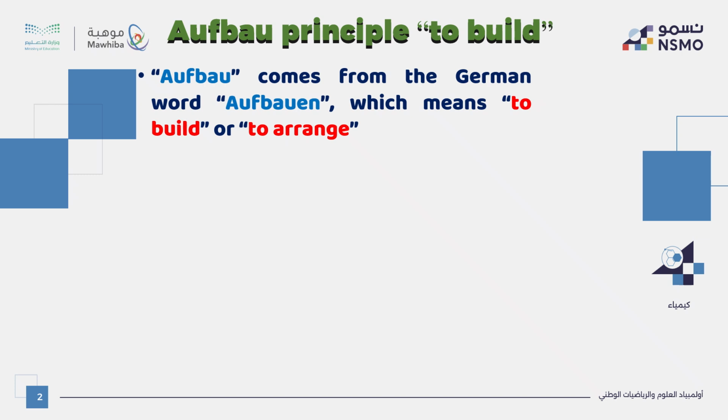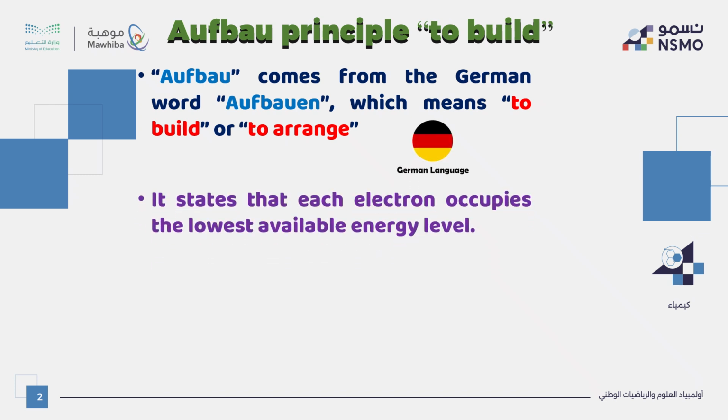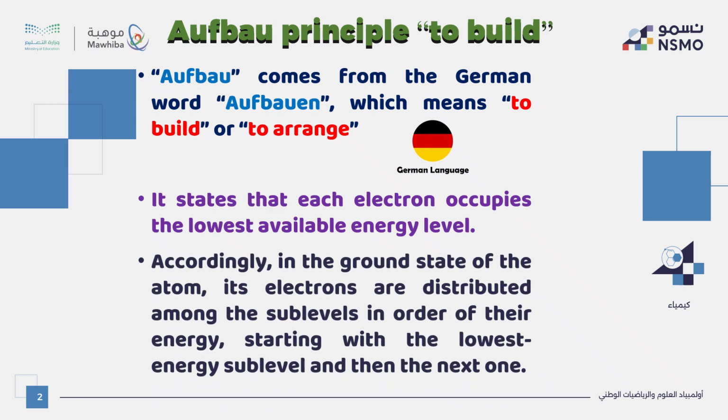Meaning of the Aufbau principle. The word Aufbau comes from the German word Aufbauen, which means to build or to arrange. The Aufbau principle states that each electron occupies the lowest available energy level before moving to the higher energy level. In other words, electrons fill orbitals in order of increasing energy, starting with the lowest energy sublevel and progressing upward.